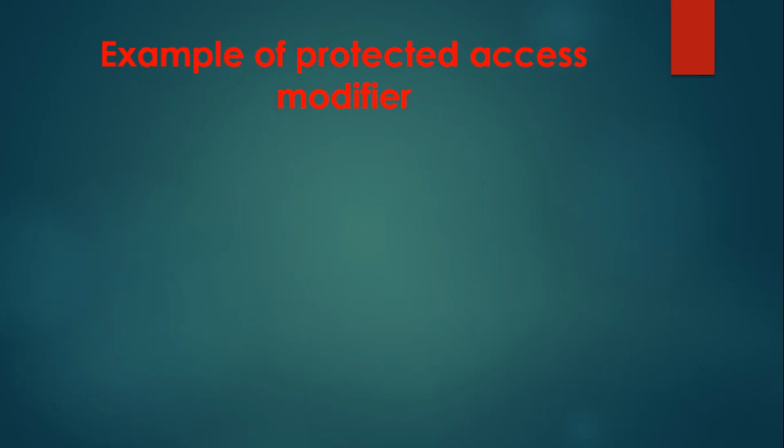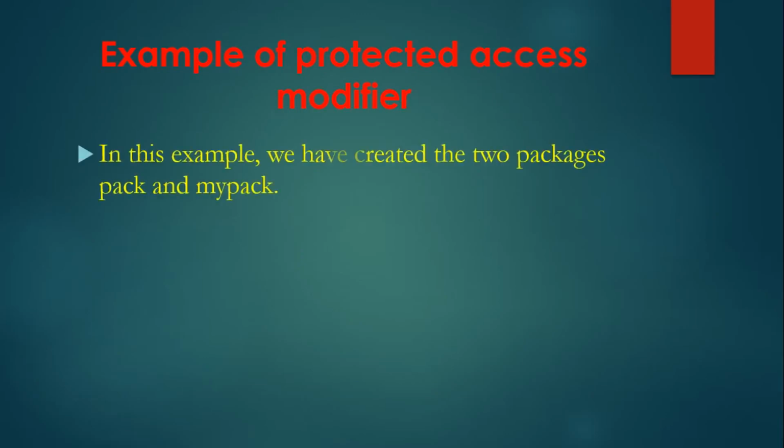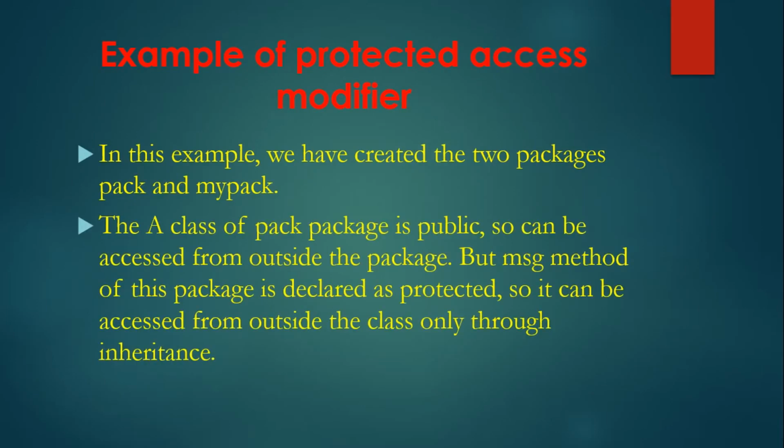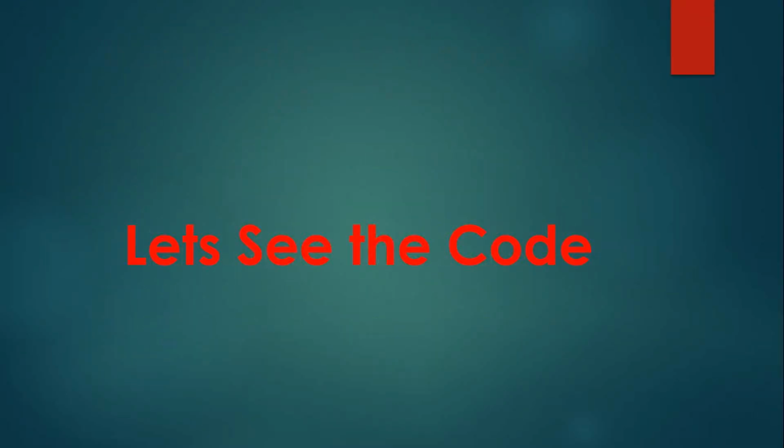Let's discuss an example of the protected access modifier. In this example, we have created two packages, pack and mypack. The class A of package pack is public, so it can be accessed from outside the package, but the message method of this class is declared as protected, so it can be accessed from outside the package only through inheritance. It means that if we make another class using the inheritance property, we can access it. So let's see the code of how we can implement the protected access modifier in our program.